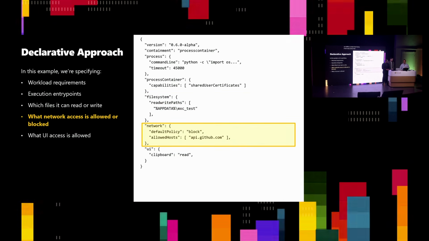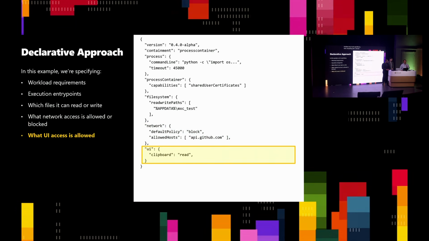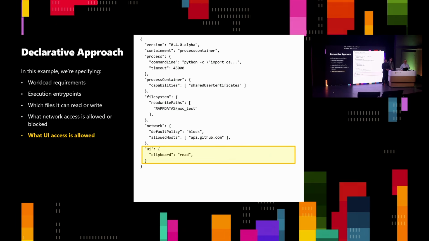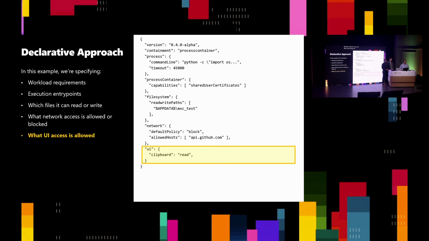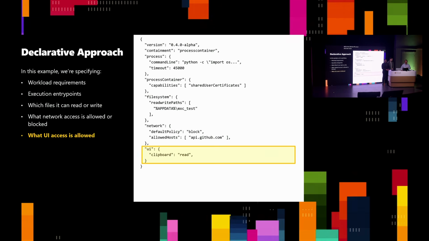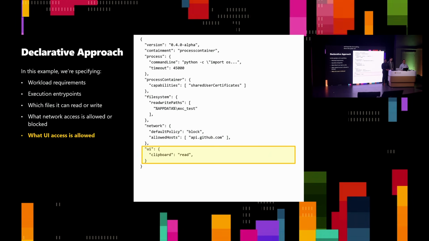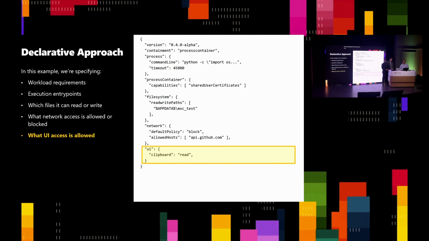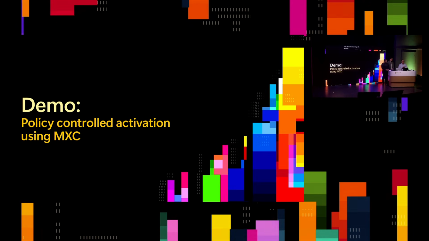What network am I allowed to talk to? I can only talk to the GitHub API server. And even more restrictive, I can't touch the UI of anything else on the system, but I can see the clipboard and read from it if something has done that. That allows me to specify with very fine-grained detail what the container is and what the action of the agent can do. So let's do a quick demo.